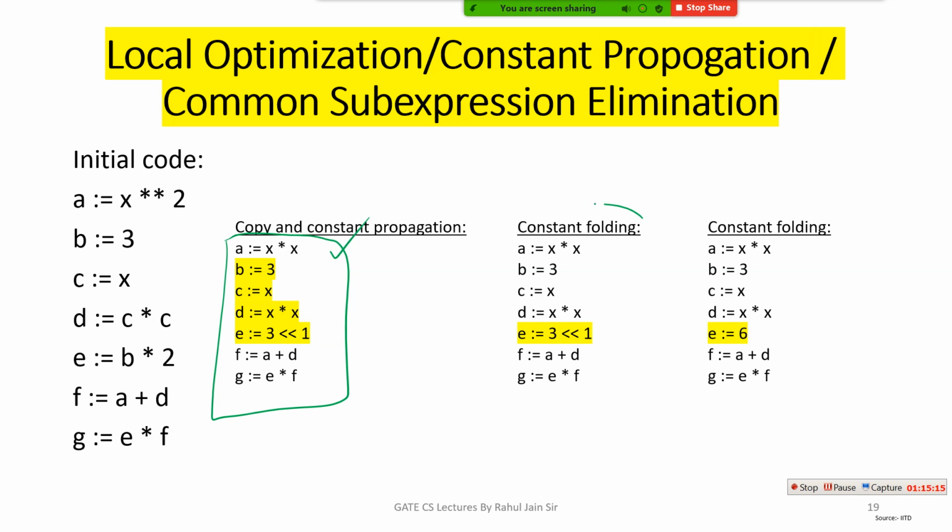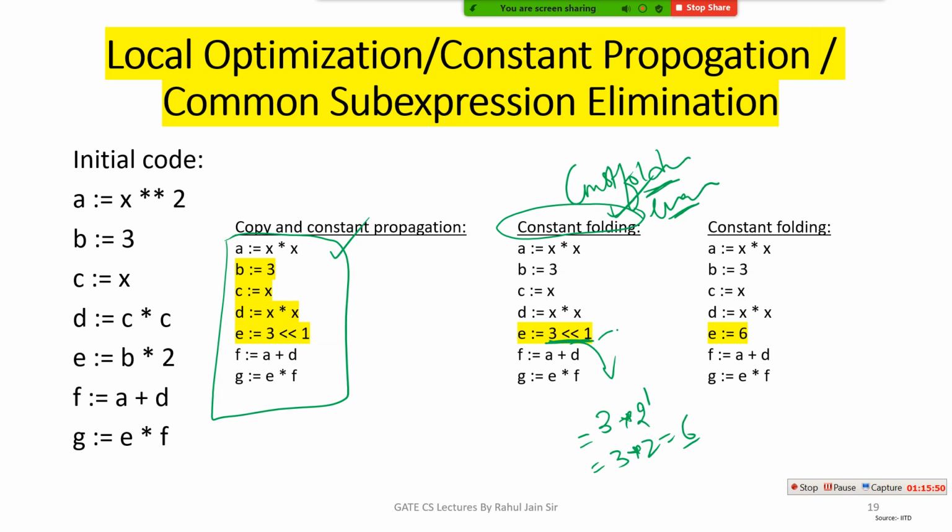Now the next step is called constant folding. In constant folding, what I need to do is evaluate the value of constants. So I can easily evaluate the value of this constant. This shift left operation tells me 3, multiplied by 2 to the power 1, that is 3 into 2. So I can directly replace it with 6. So the value of e is replaced with 6 here. It is the output of constant folding. It is called constant folding.